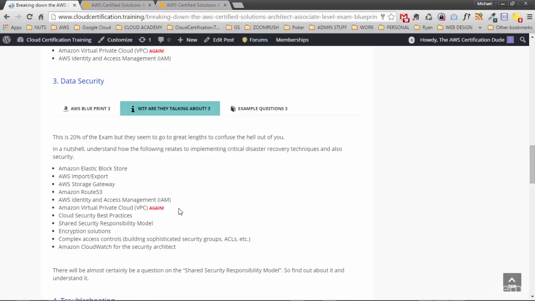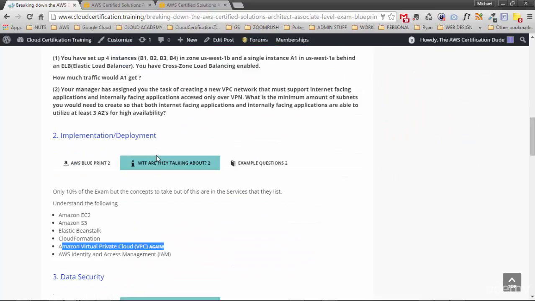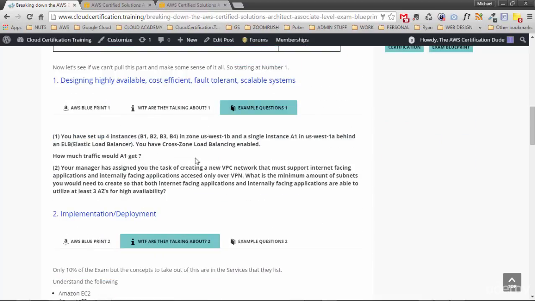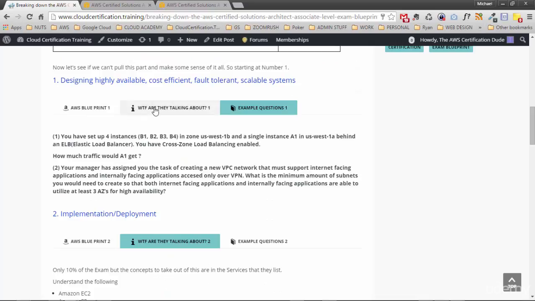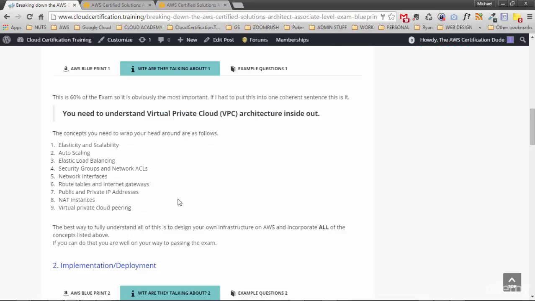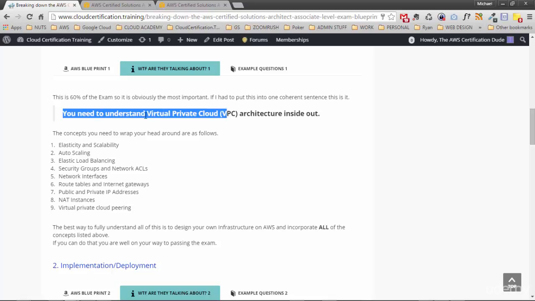Again, take note here, VPC is noted in pretty much each section. Now VPC, Virtual Private Cloud, is the be all and end all of really passing this exam, and that's what we're going to concentrate a lot on. You really need to understand Virtual Private Cloud and how it all hangs together. We'll get to that eventually. Well, actually, not eventually. I think we'll start off with that, and all these concepts here, which we have written here, is you need to understand the Virtual Private Cloud architecture inside out.